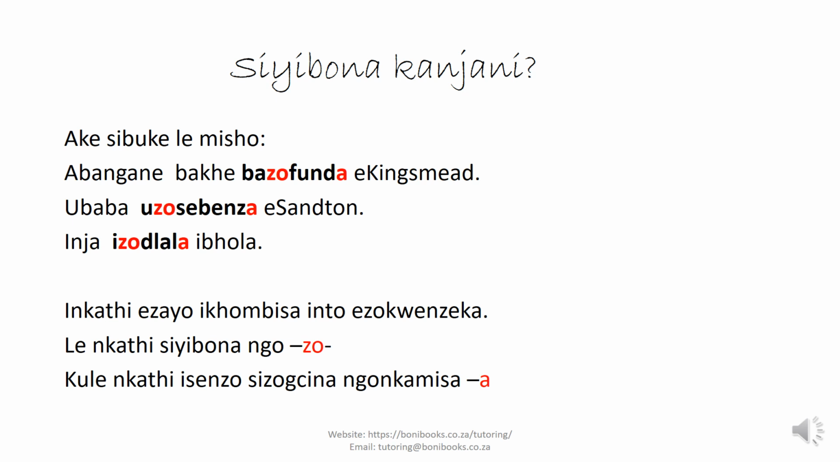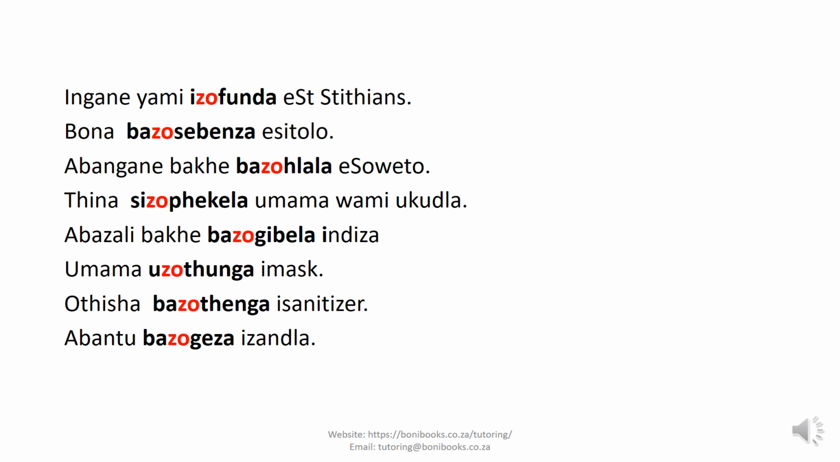Uzopika, uzohlala, uzofunda. Okay, let's look at these sentences. Ingane yami izofunda eSensitians. Bona bazosebenza esitolo. Abangani bakhe bazohlala eSoweto. Thina sizophekela umama ukudla. Abazali bakhe bazogibela indiza. Umama uzothunga imask. Othisha bazothenga isanitizer. Abantu bazogeza izandla. If you look at all those sentences, they have this zo, which in English is equivalent to will. Ngane a will, baba will, they will. Thina sizophekela umama. The zo means will, which is your future tense.